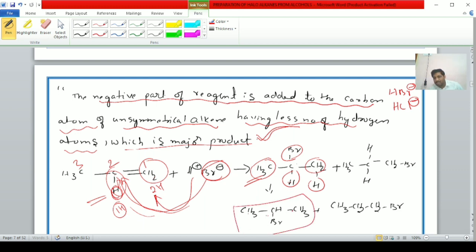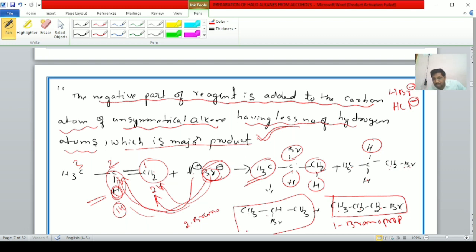CH3, CHBr, CH3, 2-bromopropane. If the bromine is added to the carbon with the greater number of hydrogen atoms, that is CH3, CH2, CH2Br, because if the bromine is added to the first carbon, which has more hydrogen atoms, hydrogen is added to the carbon atom containing fewer hydrogens. It can be written like this: CH3, CH2, CH2Br, which is known as 1-bromopropane. This is 2-bromopropane.